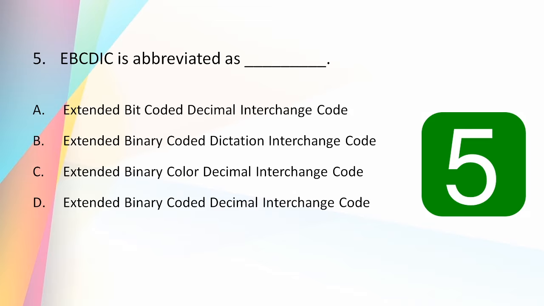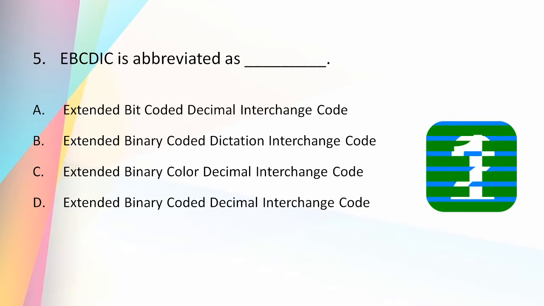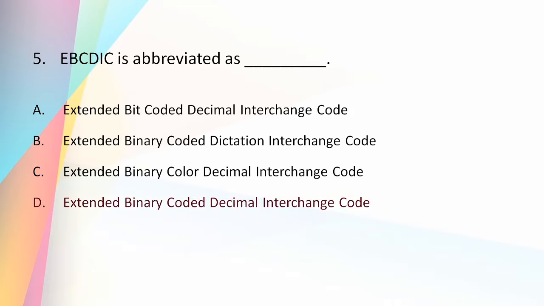EBCDIC is abbreviated as: Extended Bit Coded Decimal Interchange Code, Extended Binary Coded Dictation Interchange Code, Extended Binary Color Decimal Interchange Code, Extended Binary Coded Decimal Interchange Code. And here you go. And the answer is Extended Binary Coded Decimal Interchange Code. So this EBCDIC is an 8-bit code mainly used in IBM devices.